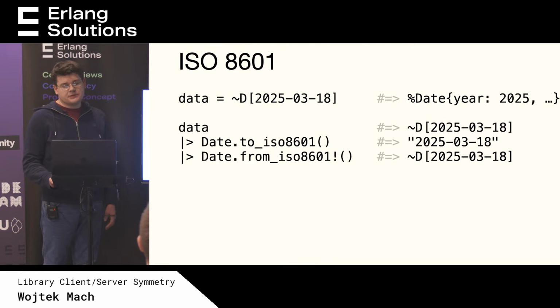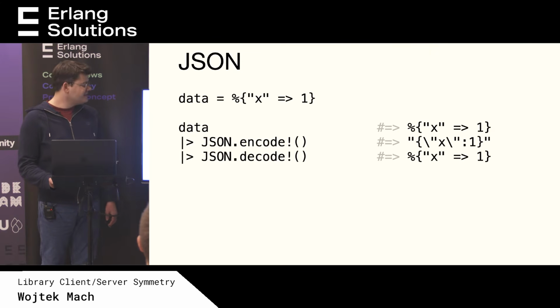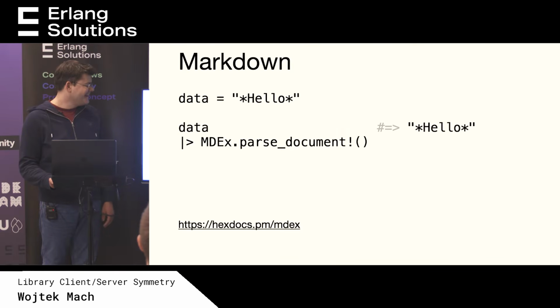Another example is ISO 8601, which is a common format for representing date times. And again, we can encode it and decode it. Again, we have JSON. We can encode and decode. You can see a pattern here.